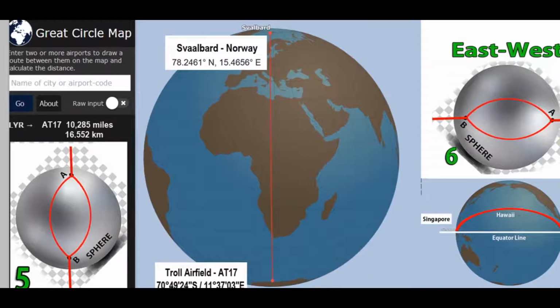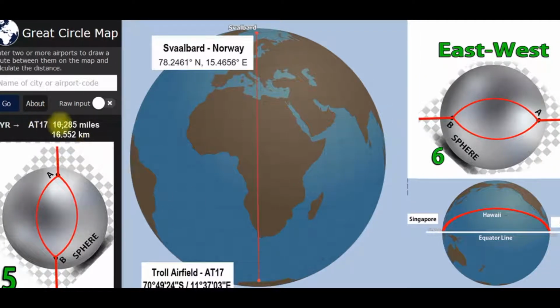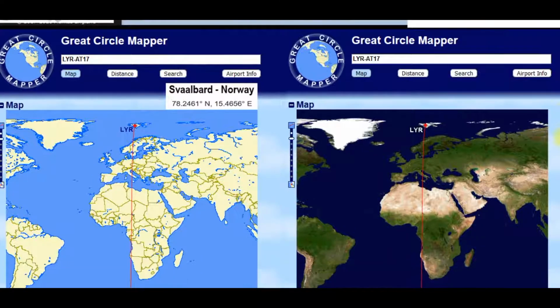I did search a lot for this airport code right here, latitude and longitude, because it's in Antarctica. Very difficult airport, very difficult to find. Okay, but there is one there, Troll Airfield. The distance is 10,000 miles, about 16,000 kilometers. Svalbard, Norway, 78 north, 15 east, to Troll Airfield in Antarctica, 70 south, 11 east. It goes pretty straight. And I got this from this great circle mapper right here.